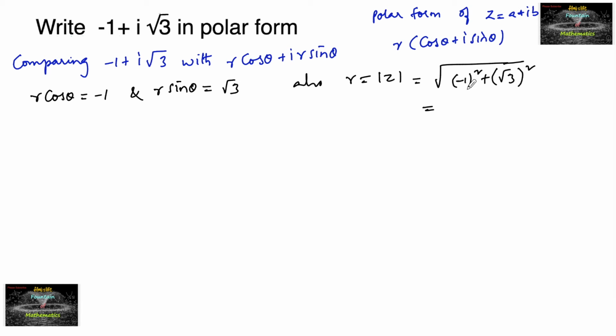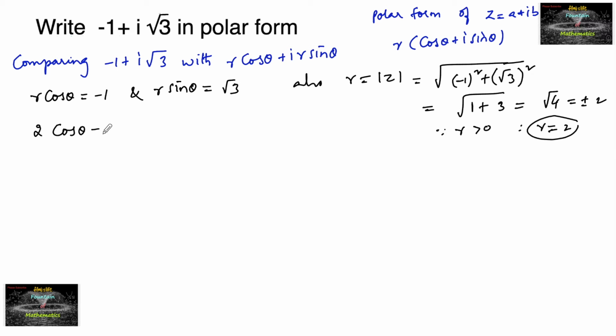So which is equal to: -1 whole square is 1, root 3 whole square is 3. So root over 1 plus 3 is root 4. So we'll take plus or minus 2, but since r is positive, we consider r is equal to plus 2. So r is equal to 2, so we get 2 cos theta is equal to -1 and 2 sin theta is equal to root 3.